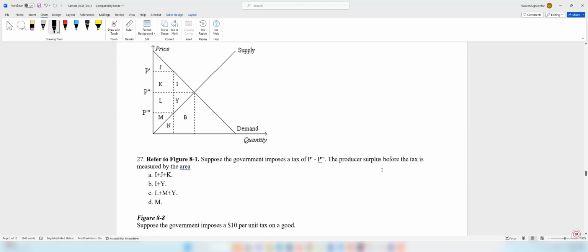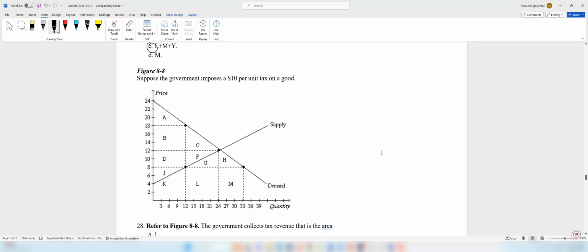Suppose the government imposes a tax of P prime to P triple prime. So this is the tax. The producer surplus before the tax. So before the tax, we are here. Okay, this is the equilibrium price. So the producer surplus is the area below the price and above the supply curve, which is L, Y, and M. After tax it is different because now producers are getting this price, therefore it's only M.